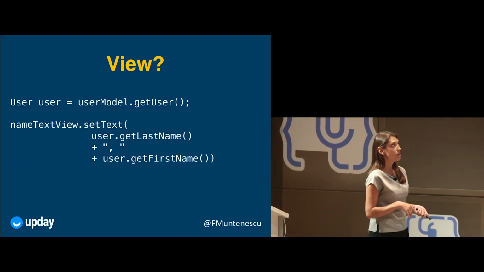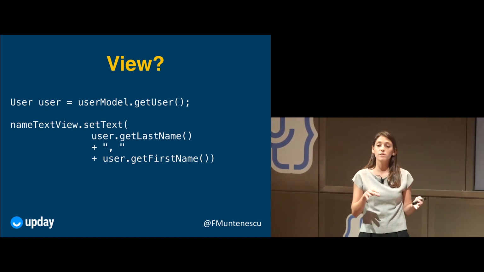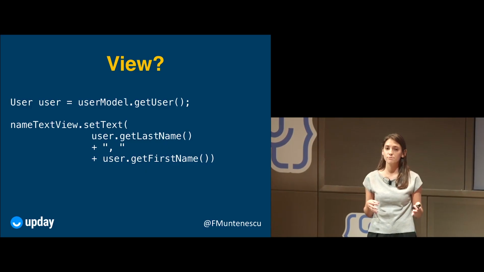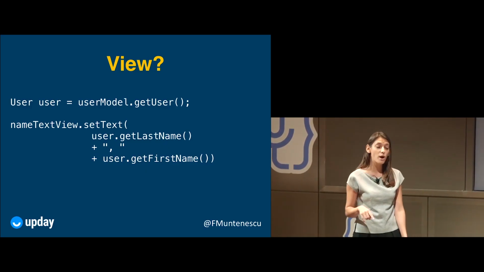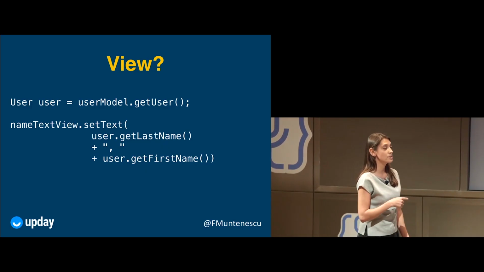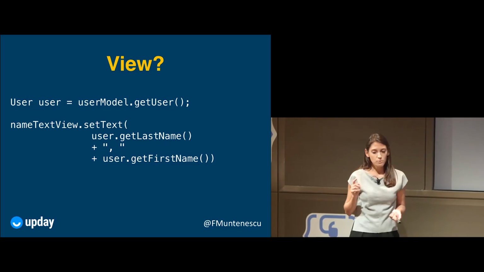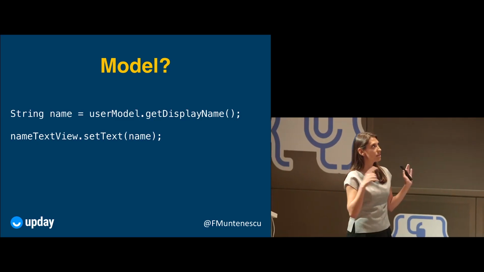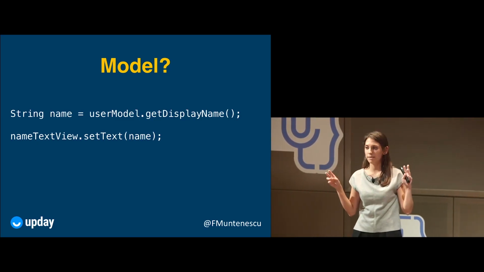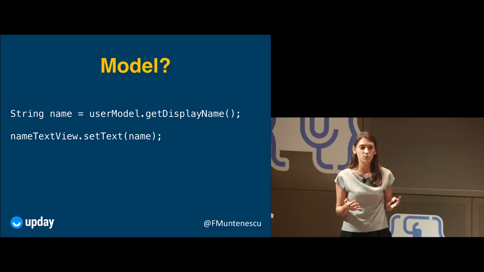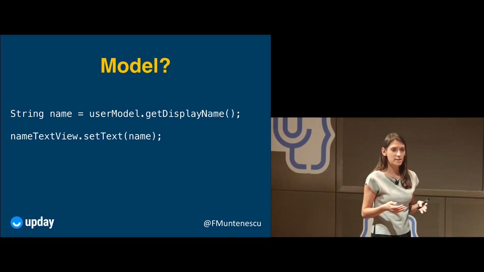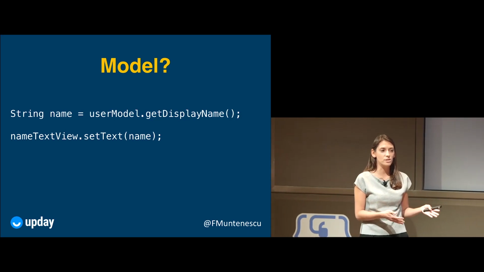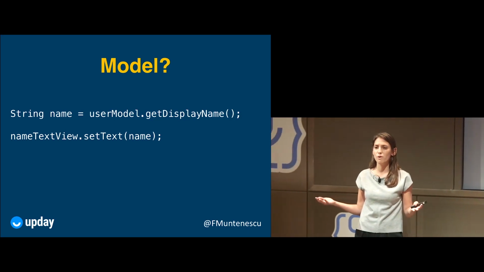Should it be the view? Should we have in the view just a retrieval of the user from the user model and then construct the display name and set it to the text view? But we said we want the UI logic to be testable. How is this unit testable? Okay, but we know that the model is unit testable, so we can put that in the model, right? So in the model, we can have a getDisplayName method that does this. We can unit test that. That sounds better, right? Well, not quite. The model should actually handle the business logic. Why all of a sudden should the model know about the UI logic?